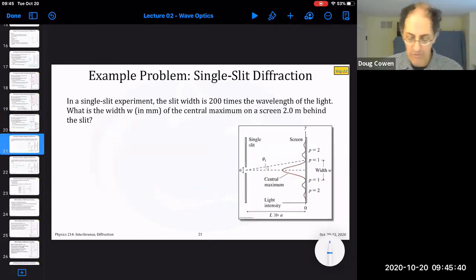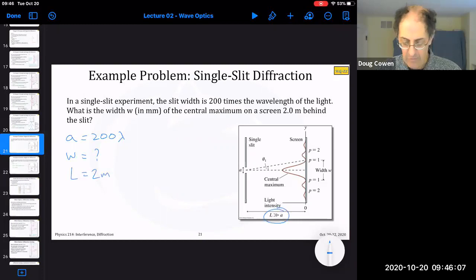All right, so let me work through this example of single slit diffraction. In a single slit experiment, we have a slit width that is 200 times the wavelength. So A equals 200 lambdas, writing that down. And we're trying to find what the width is of the central maximum. And it's on a screen that's 2 meters, so this L here is 2 meters behind the slit.